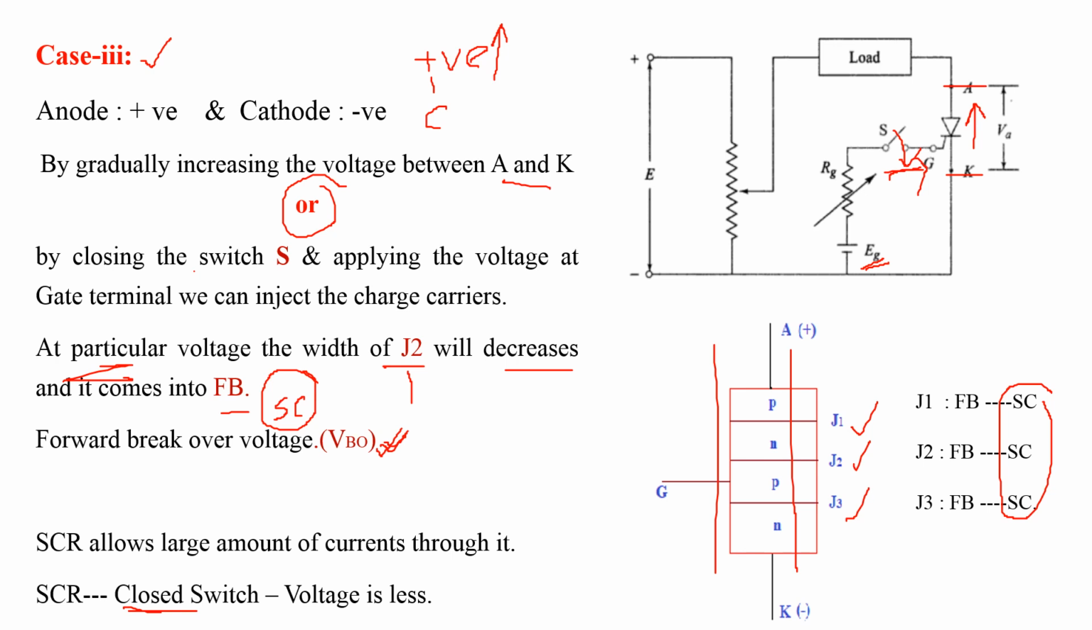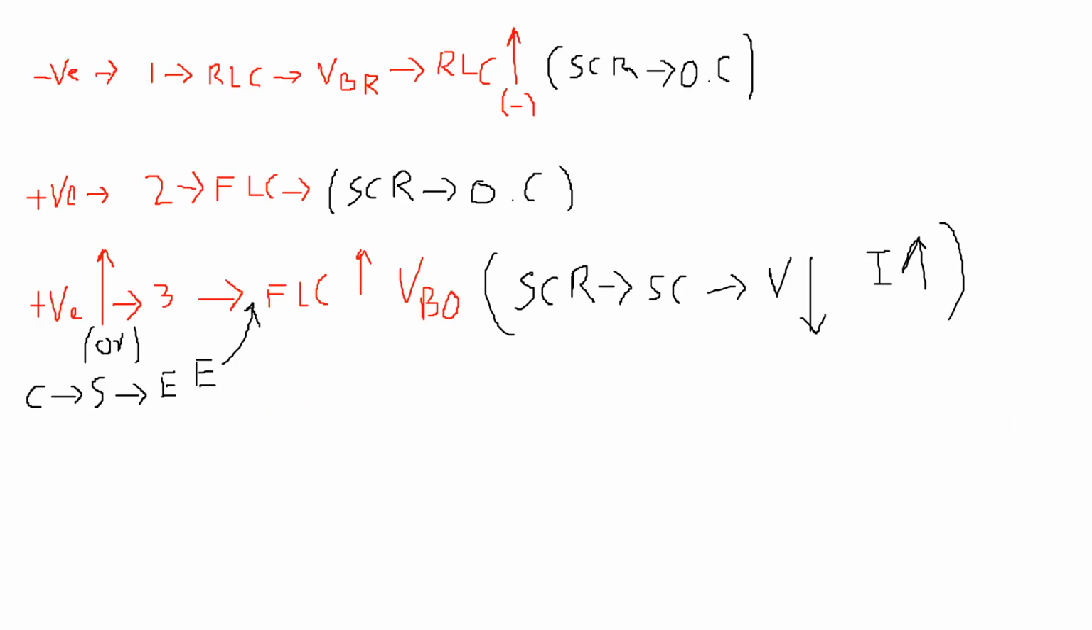Now by using this analysis we are going to draw the static VI characteristics of SCR. This is the analysis of the three cases. In the first case we apply the negative voltage. Due to the application of negative voltage we get a small amount of reverse leakage current. If we increase this negative voltage to a particular value, we get an increment in reverse leakage current, and in this case SCR acts as an open circuit.